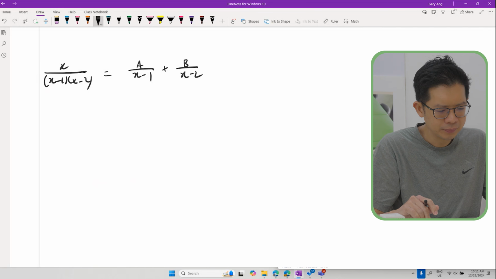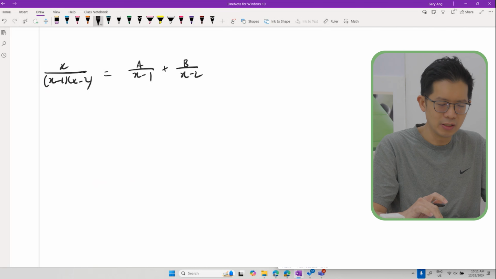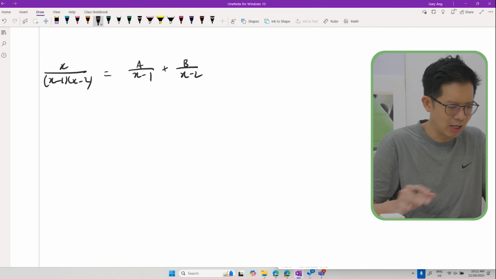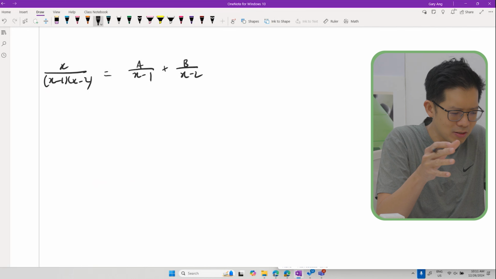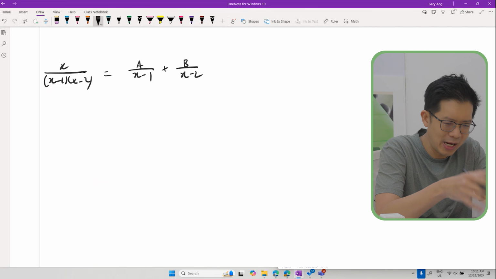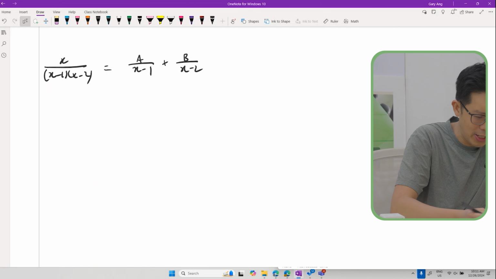Now, the normal method, I suppose you already learned in school, is to multiply throughout and then flatten it. But there are different methods to do the same job, which is to find A and find B. The cover-up rule works a bit this way. To find A, I will substitute x equals 1 over here.